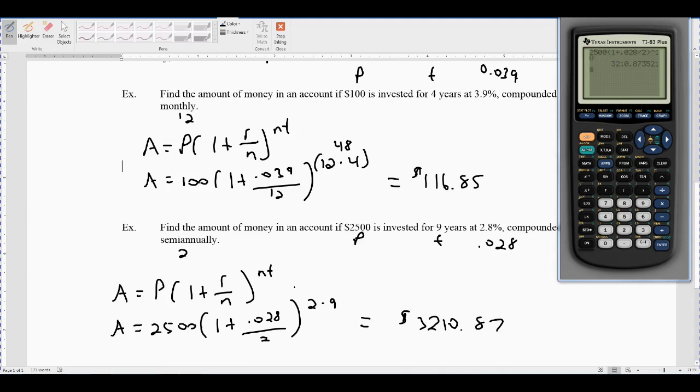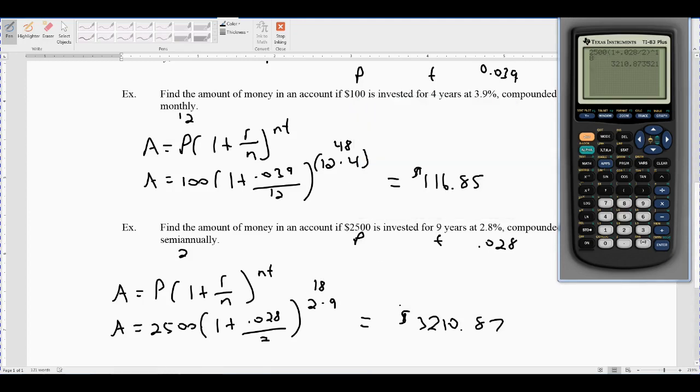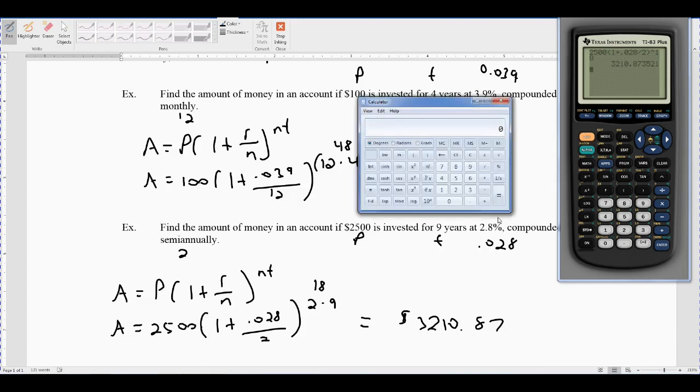Let's bring up our scientific. We know that 2 times 9 is 18. So 0.028 divided by 2 plus 1 equals, raised to the 18th power, times 2500. Same thing, which is always good.